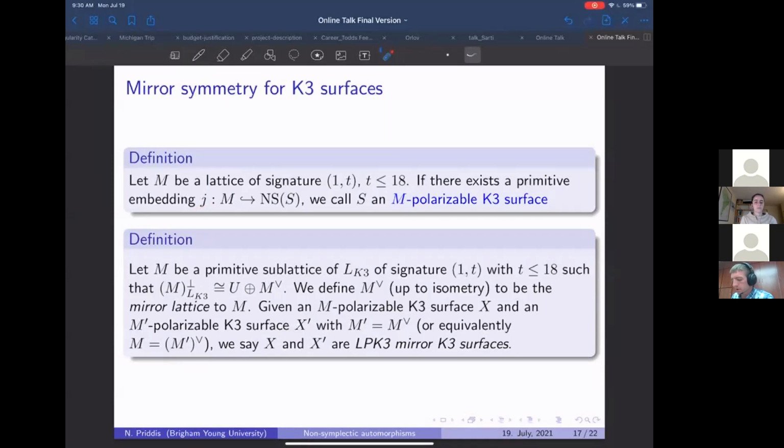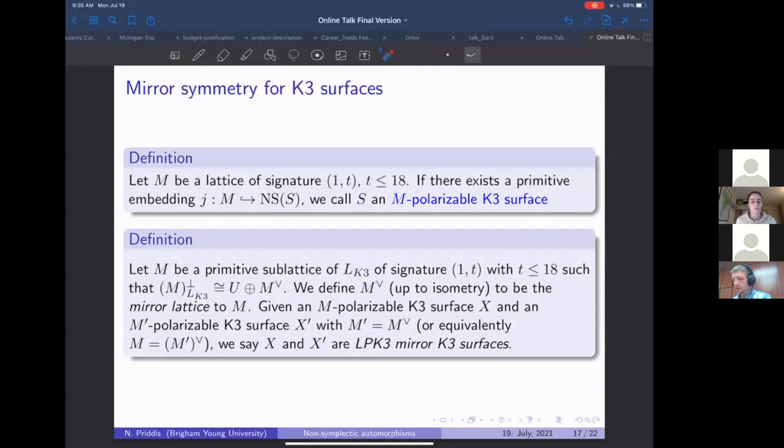But we don't want to think so much about that. For the purpose of this talk, we just want to say, is there an embedding from S into the Néron-Severi group of your surface? If there is, oh, sorry, again, a primitive embedding, then we call S M-polarizable.